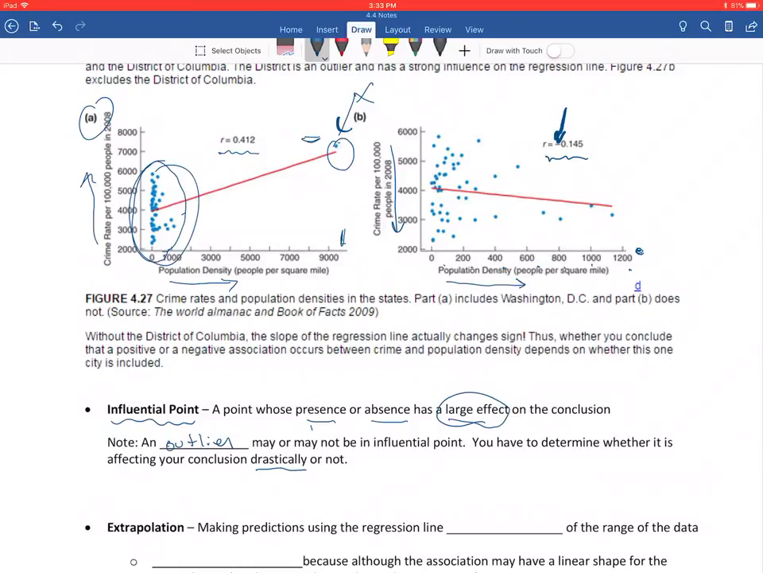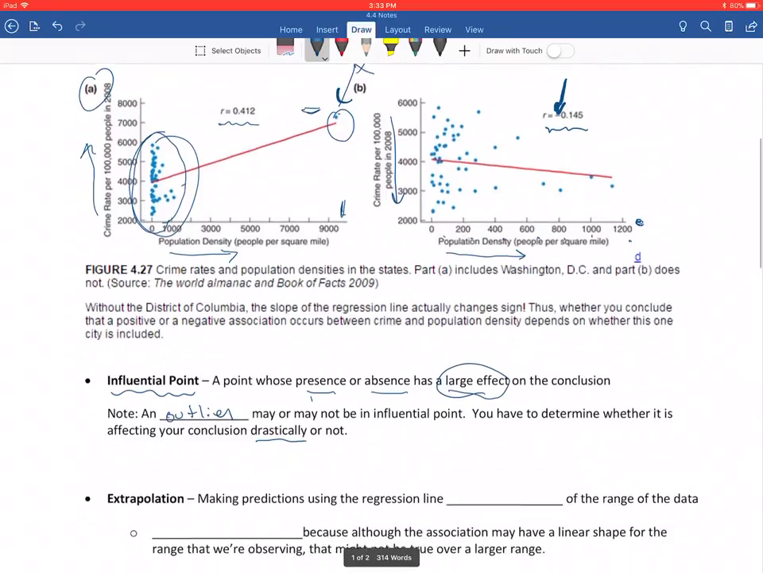So that's a little bit of a personal opinion. Do we think it changed it drastically? Well, I think anytime it goes from one sign to the other, from positive to negative or negative to positive, definitely that's a drastic change. Other than that, it's up to you whether you think that it has changed enough to be labeled drastic, and enough to be labeled an influential point. But definitely when you have an outlier, you should try your regression with and without it and see what happens and see if that point is influential or not.